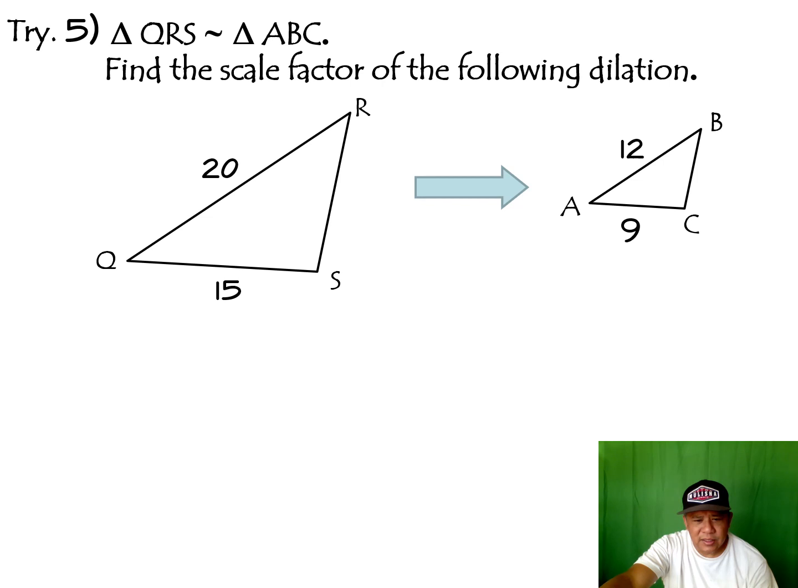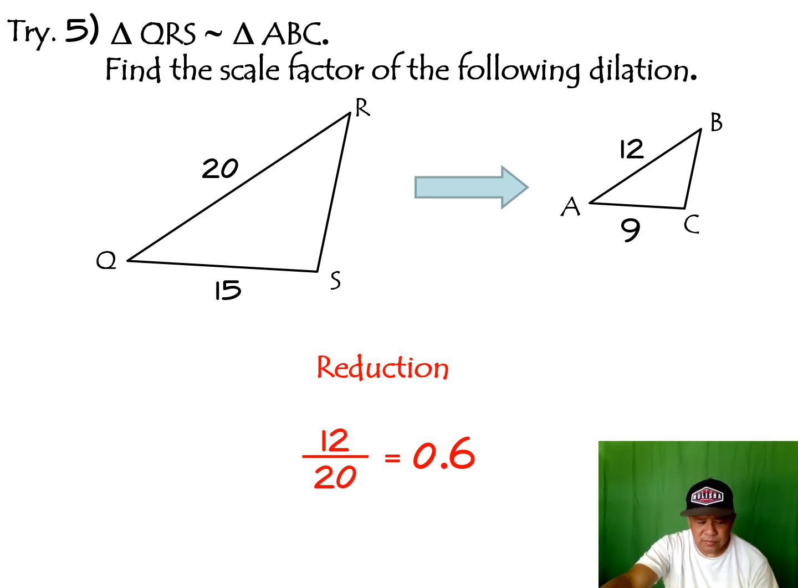So let's take a look at this. Again, you can stop the video anytime if I'm moving too fast. So here, again, it's a reduction. Take the right side divided by the left side, 12 divided by 20, and that's 0.6. And there you go.